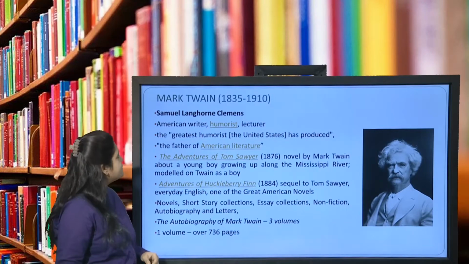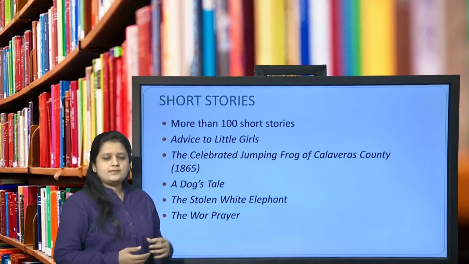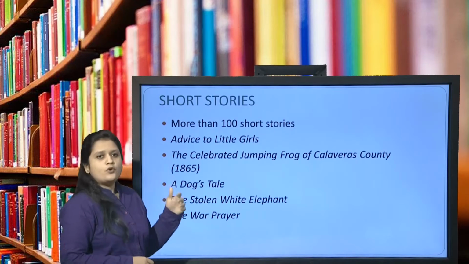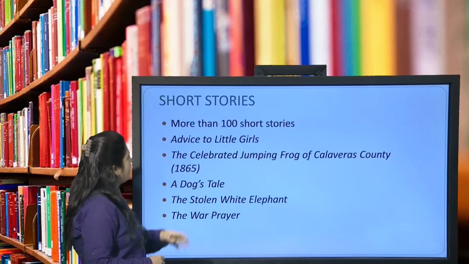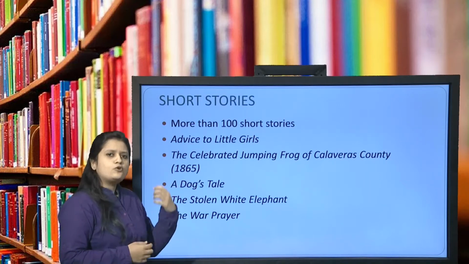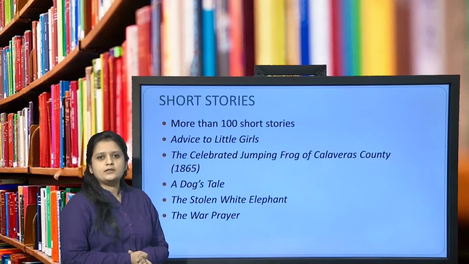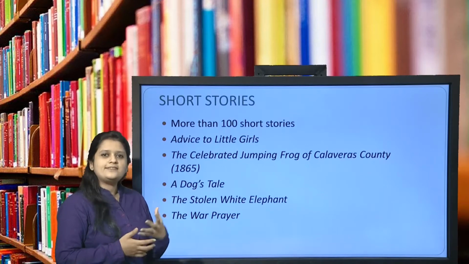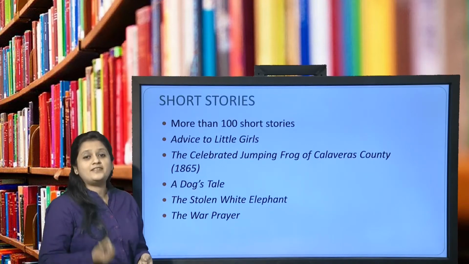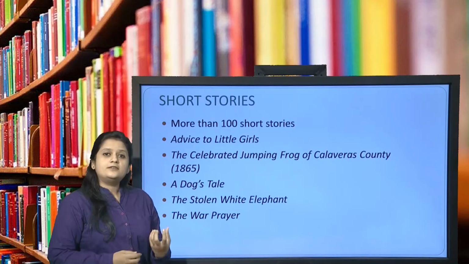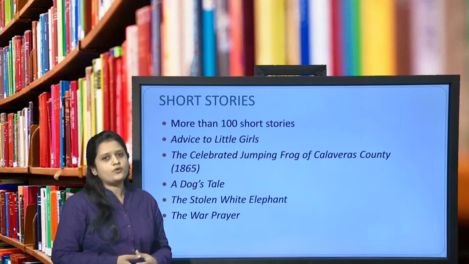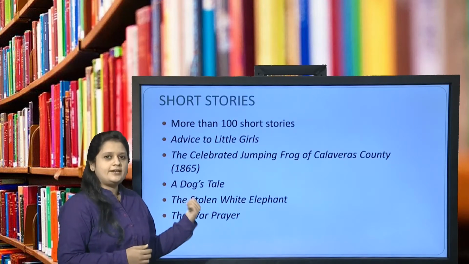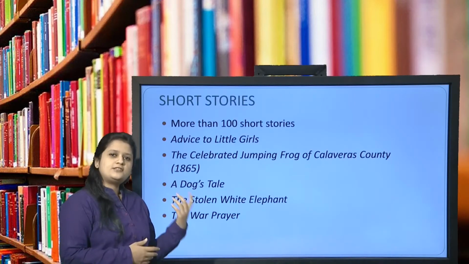Now let us move further. Some of the short stories I have included over here because we are dealing with one of his short stories today. So he has more than 100 short stories to his account, and some of them, including the essays, are these. The first title is Advice to Little Girls. The Celebrated Jumping Frog of Calaveras County. Now look at the title. The title itself is very interesting. It is fascinating. The reader is curious to know what kind of writing must have culminated in this kind of title, The Celebrated Jumping Frog. So this is Mark Twain for you.